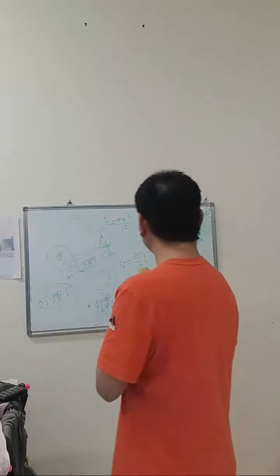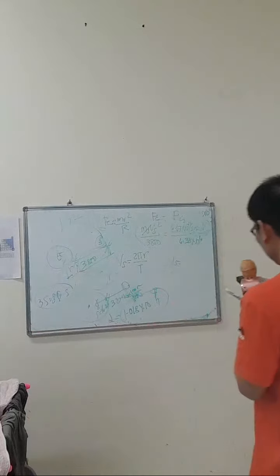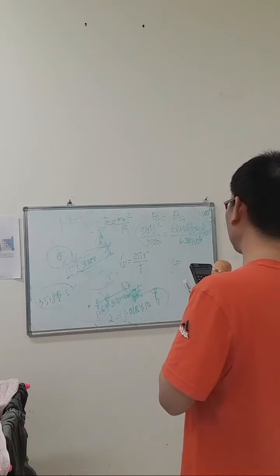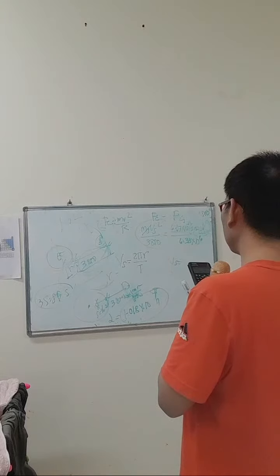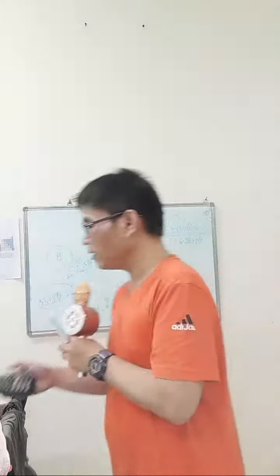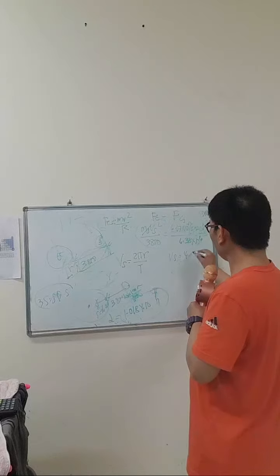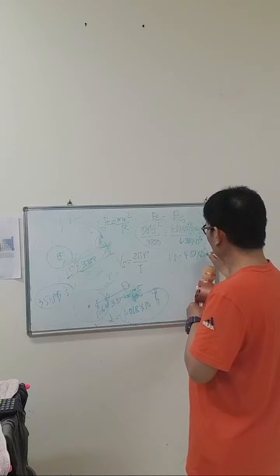Okay? So, 5.27 exponent 24 times 6.67 exponent negative 11 times 3,800, divided by 6.38 exponent 6, then the square root. So, 4.87. Vs is 4.87 times 10 to the 5 meters per second.